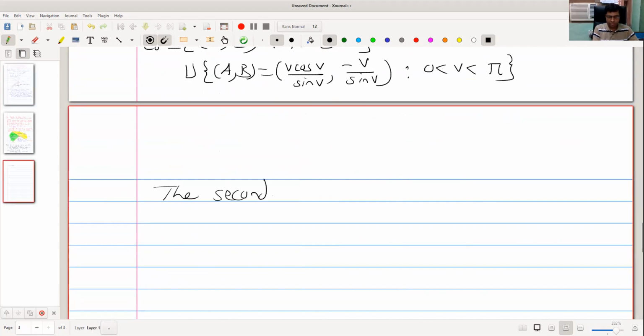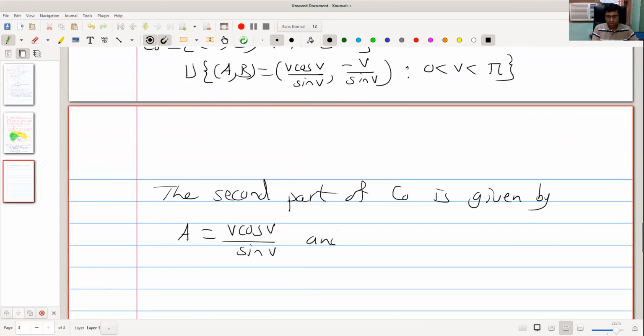The second part of C0 is given by capital A equal to V cos V upon sin V, and capital B equal to minus V upon sin V. Now we eliminate V between these two equations. These two are parametric equations in parameter V. If we eliminate V, then we get this expression in terms of capital A and capital B.